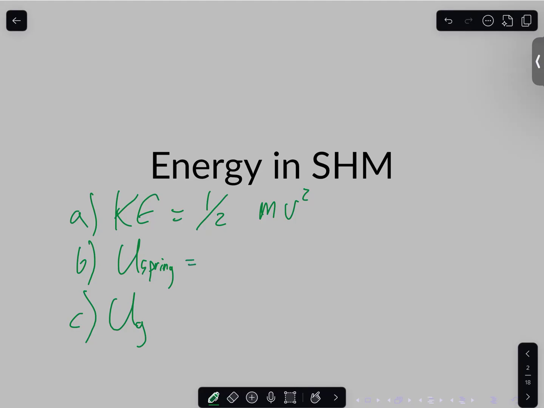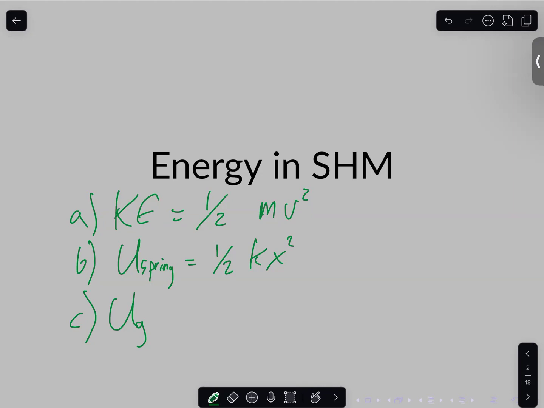The energy of a spring, blink and you'll miss it. We only spent a day or two on this last semester. 1/2 kx squared, 1/2 spring constant times, muy importante, what does x mean? Displacement from the origin, from the equilibrium point. If I've got a 10 centimeter spring that is currently 11 centimeters, what's my displacement? 1 centimeter, not 11 centimeters. It's not the length.